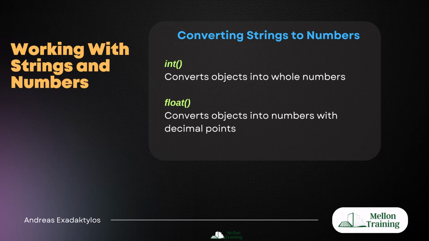So what do you do with all these strings that you would prefer to be numbers? You're going to use some built-in functions for that. The int function converts objects into whole numbers, also known as integers. Sometimes you're going to want objects to be turned into numbers that actually have decimal points. In that case, you'll want to use the built-in float function.